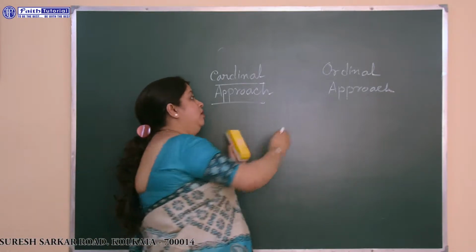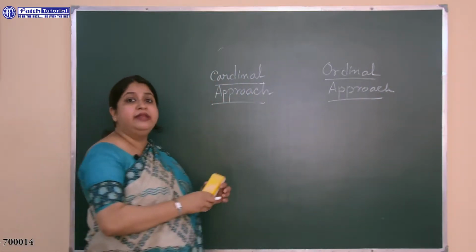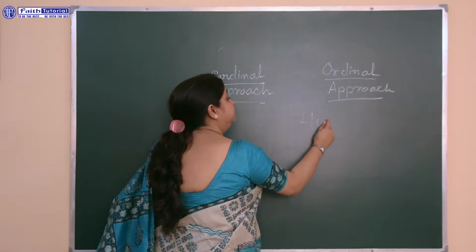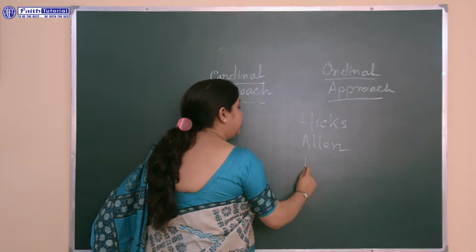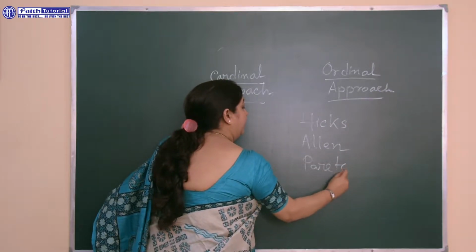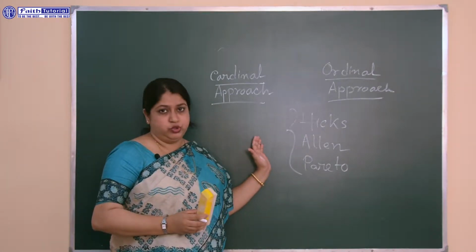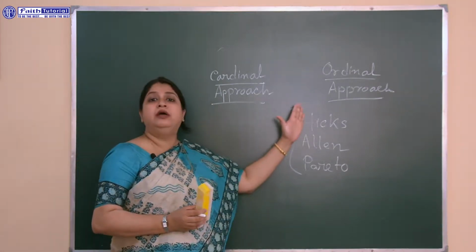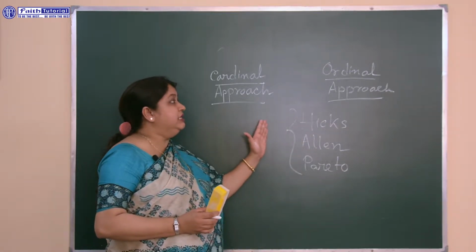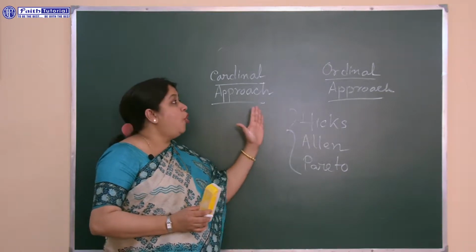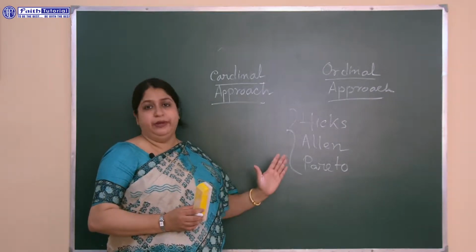So in the ordinal approach, some economists like Hicks, Allen and Pareto criticized the cardinal approach and then they explained the ordinal approach to maximize the utility. Now today we will discuss how, with the help of the ordinal approach, the consumer can reach an equilibrium.